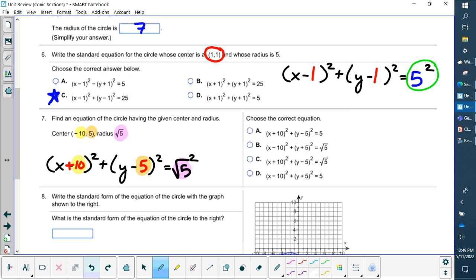Now, what happens when we square a square root? Okay, these are opposite operations. Just like add is to subtract, multiply is to divide. And when I square a square root, they basically cancel each other out. Okay, so I know B and C are out. And if I look closely, looks like D down here, my signs are wrong. So my correct answer here is A.